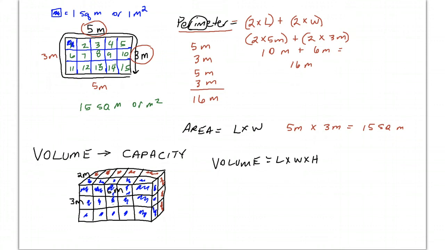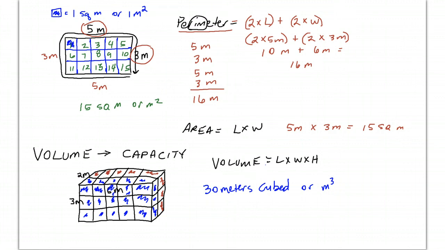So I could count each one of these blocks. I've got 15 on the front. I have 15 on the back because there's some that I can't see. So I would be able to come up with that it is 30 meters cubed, right? 30 meters cubed, or meters cubed, like that means the same thing.